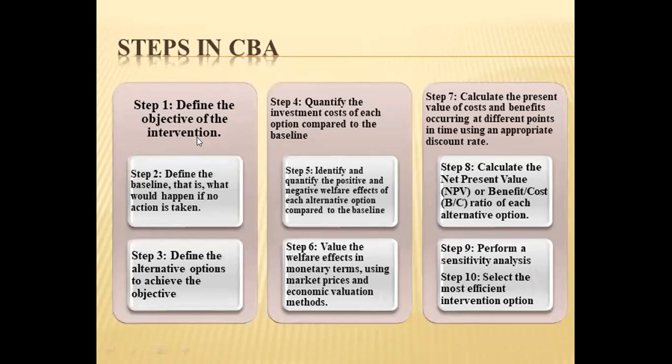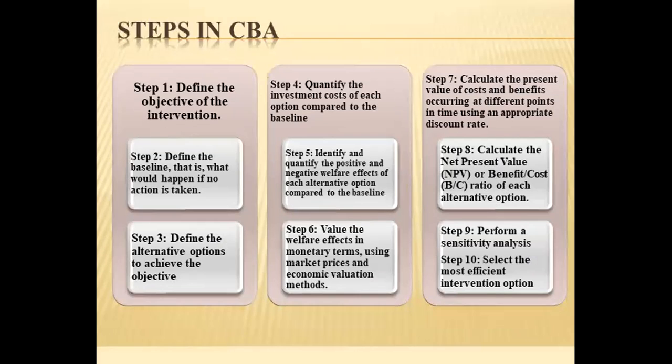Steps in CBA: we define the objective of the intervention, define the baseline, what would happen if no action is taken, define the alternative options to achieve the objective, quantify the investment cost, identify and quantify the positive and negative welfare effects of each intervention, and value the welfare effects in monetary terms using market prices and economic valuation. The next step is to calculate the present value of costs and benefits occurring at different points in time using a discount rate. Step 8 is to calculate the net present value or benefit cost ratio, which is benefit divided by cost, or net benefit present value or ratio of the alternative options. Then perform a sensitivity analysis, and step 10 is to select the most efficient intervention option.